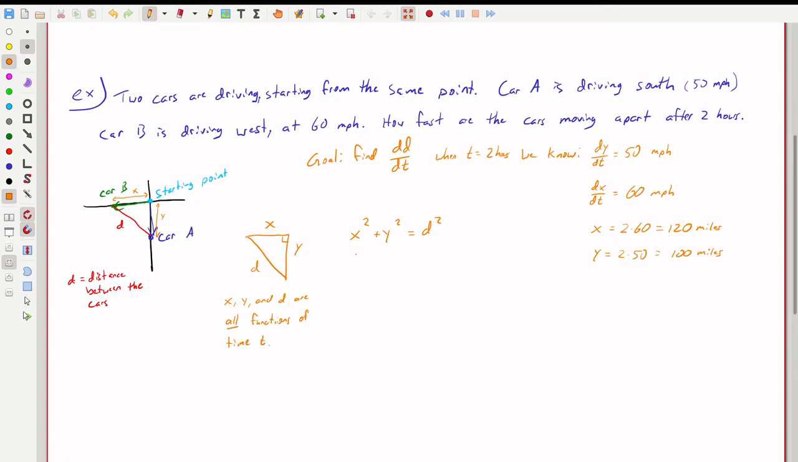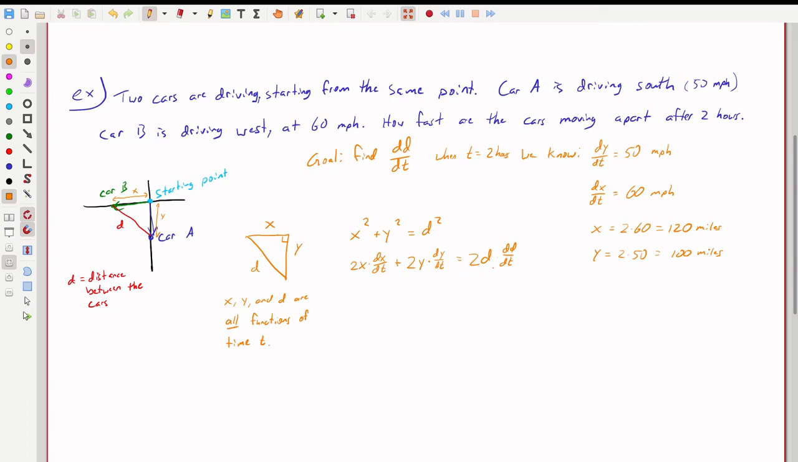So when I differentiate, I'm going to get the 2 comes down, inside function stays the same, lower the power by 1, so that's to the power of 1, times the derivative of the inside stuff. The derivative of x is dx/dt. When I differentiate y, same story. The 2 comes down, y, lower the power by 1, so it's y to the power of 1 times the derivative of the inside function. On the right-hand side, same thing. The 2 comes down, d to the 1 times the derivative of d with respect to time t.